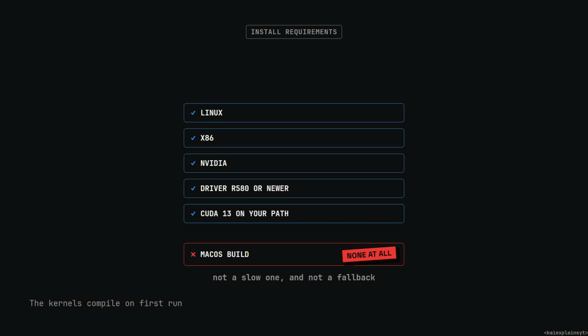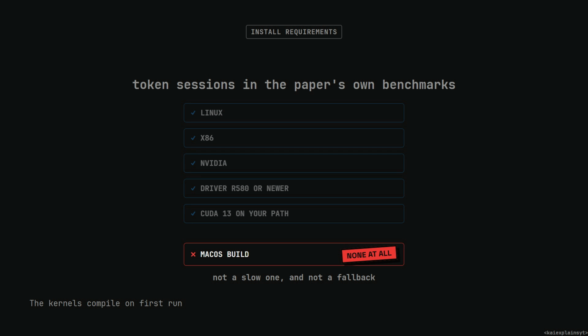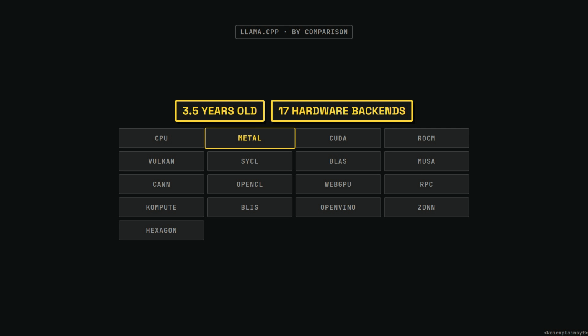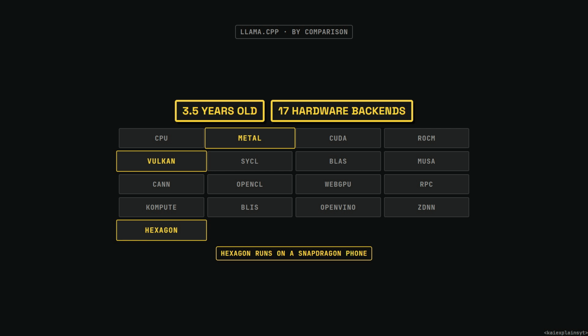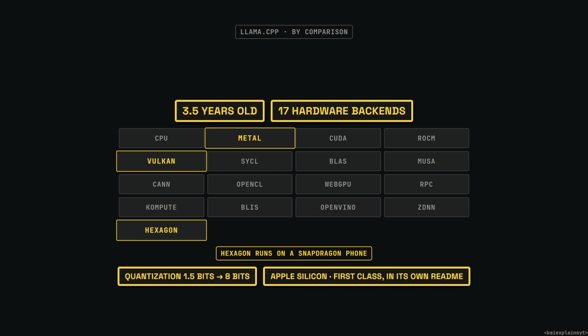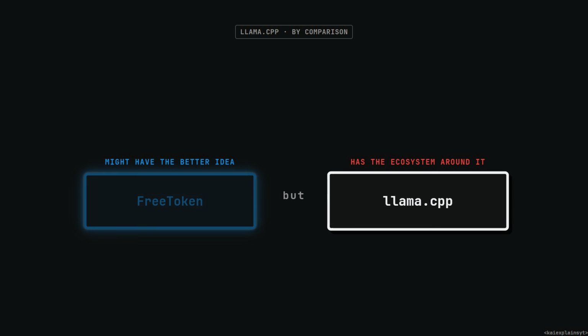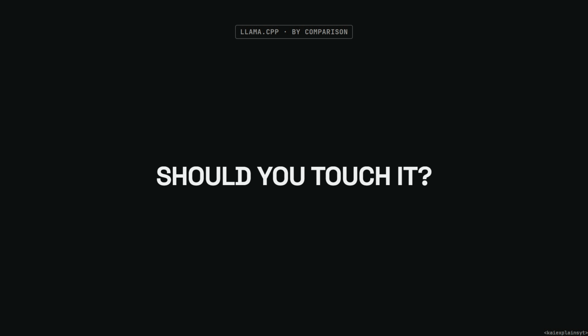And there's a reported crash when prefill goes past 48,000 tokens, while the paper's own benchmarks run sessions up to 65,000. llama.cpp, by comparison, is 3.5 years old, runs on 17 hardware backends, including Metal, Vulkan, and a Snapdragon phone, handles quantization from 1.5 bits up to 8, and lists Apple Silicon as a first-class citizen in its own README. FreeToken might have the better idea, but llama.cpp is the one with an ecosystem around it. Which leaves the practical question of whether you should touch it, and I think that's more useful than a verdict.